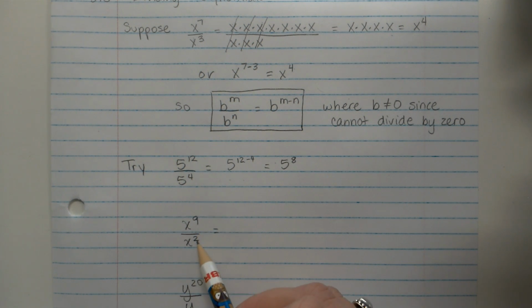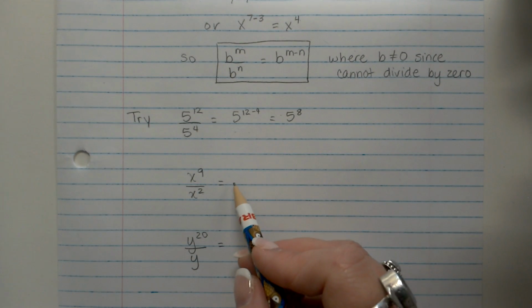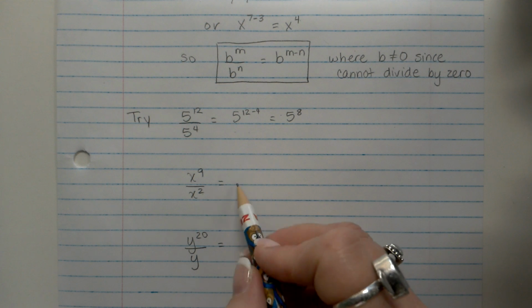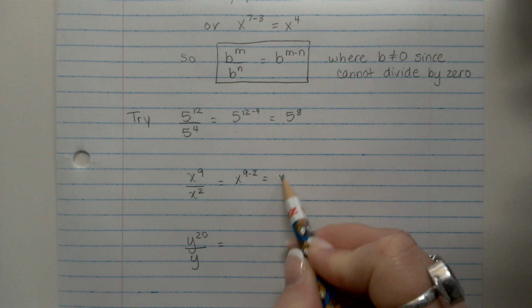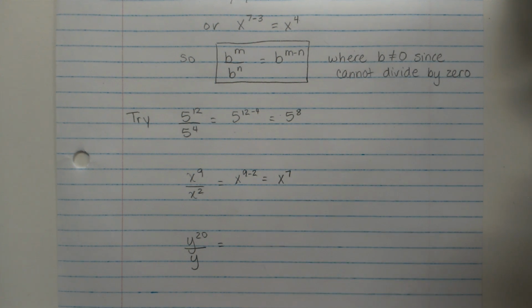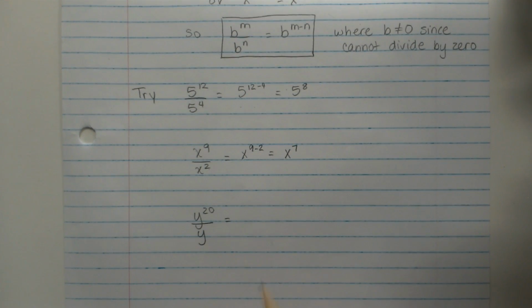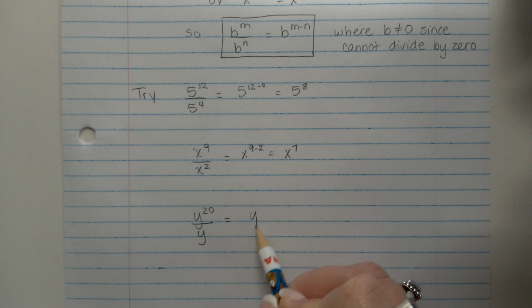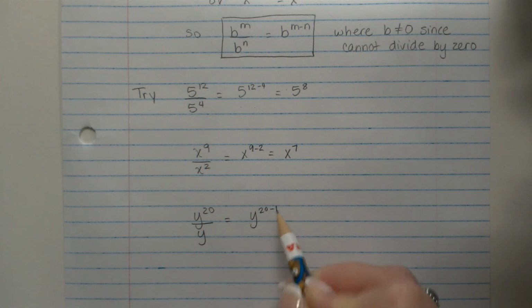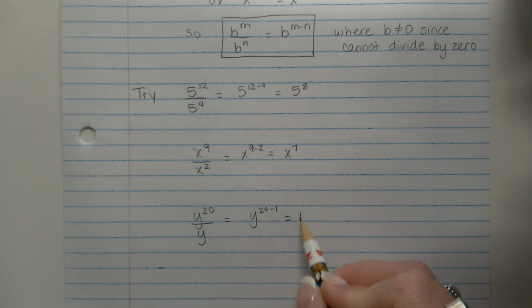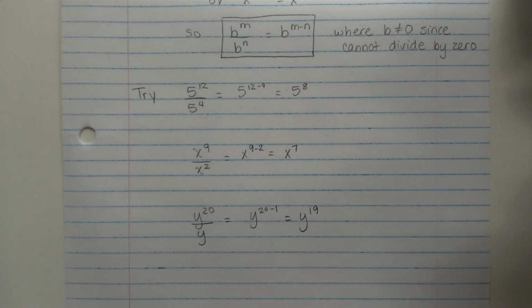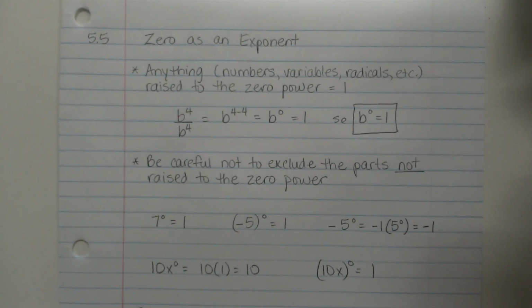Down here, you have 9 x's being multiplied together in the numerator, 2 in the denominator. So you can simply subtract the exponents, and you're left with 7. All right, again, this is 20 y's in the numerator being multiplied. There's 1 y that will end up canceling out with the 1 in the denominator. So you get y to the 19th power. Pretty straightforward.